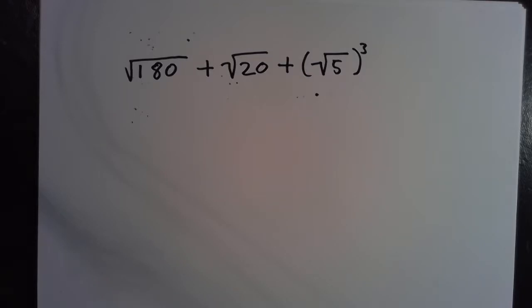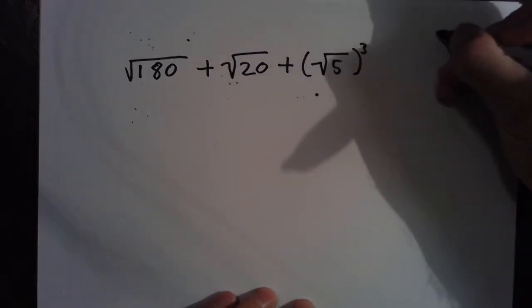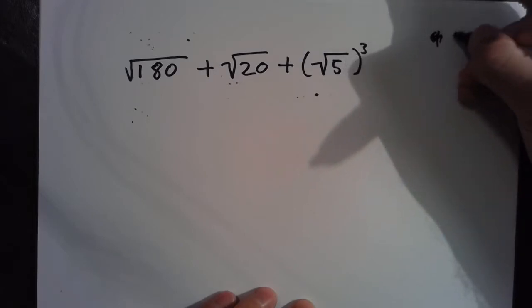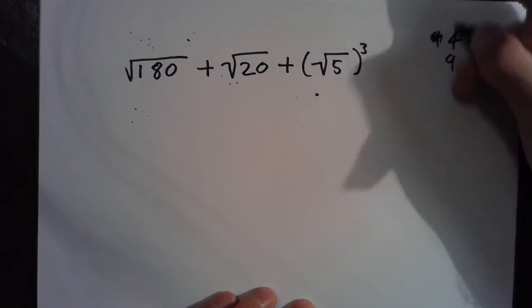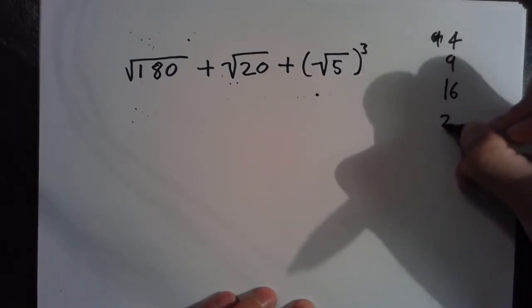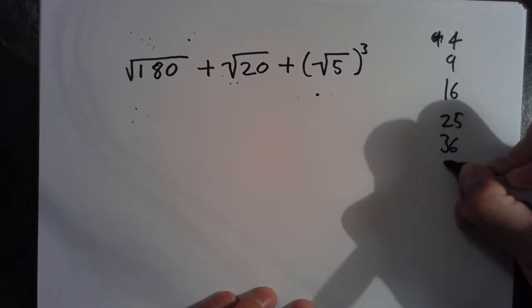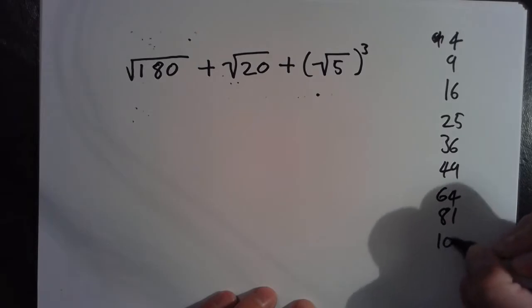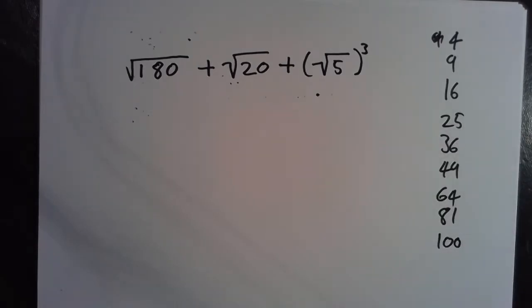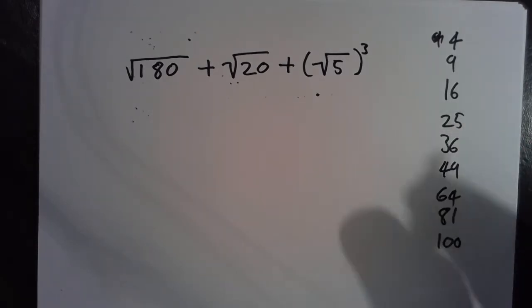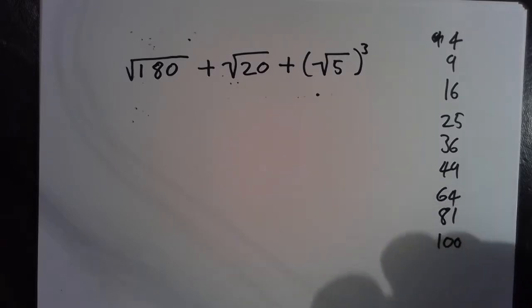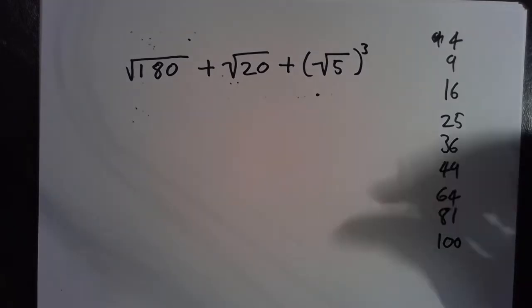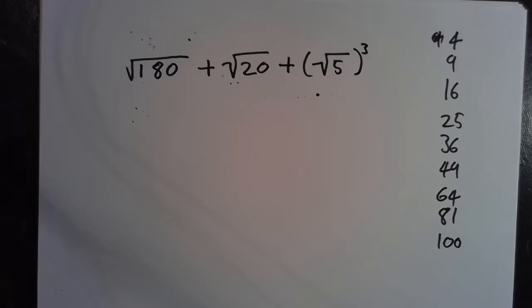So I need to think back to my squared numbers. I'll write them down here again. So 4, which is obviously the square root of 2, 9, 16, 25, 36, 49, 64, 81, obviously 100 I'll chuck in there as well, and obviously they go 121, 144, 169 I think. It keeps on going. I don't expect you to know all of them, I certainly don't.